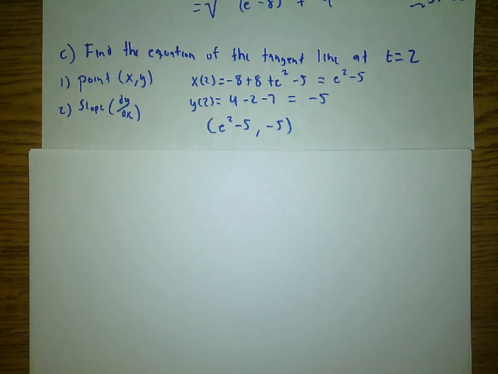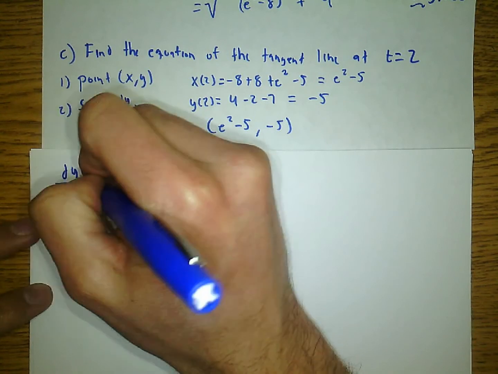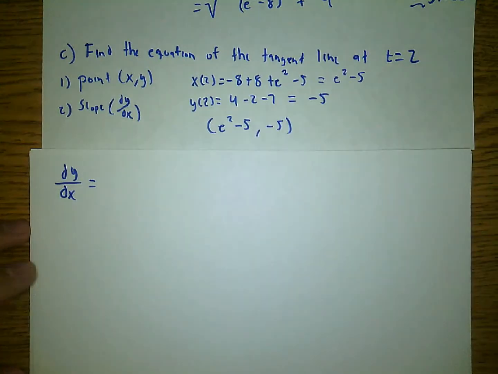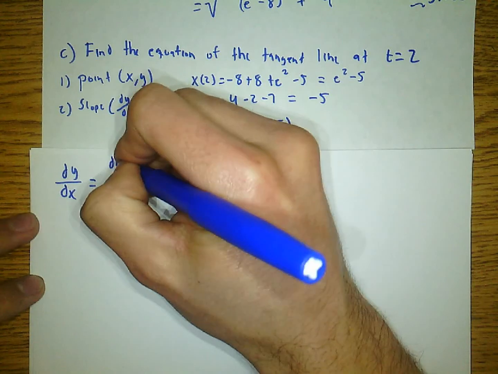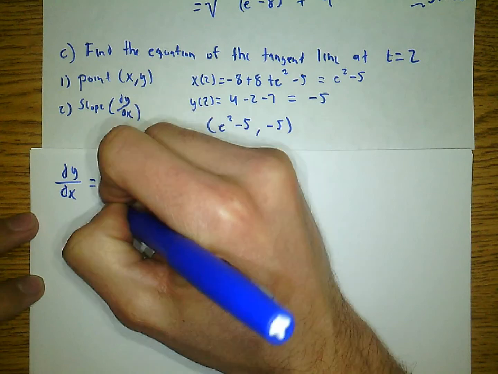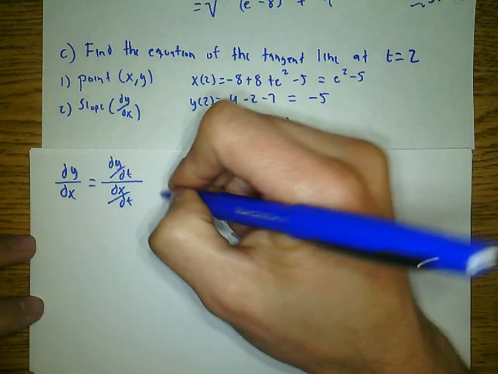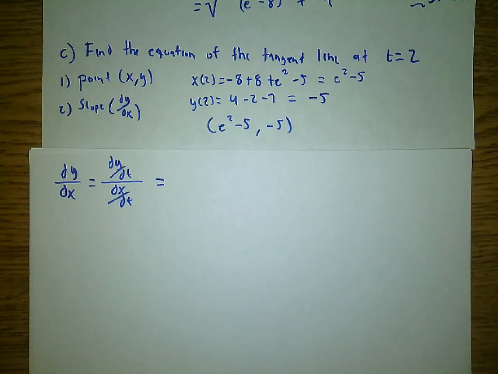Isn't it going to be dy/dt divided by dx/dt? Very good. If we're dealing with parametric equations, dy/dx is equal to the derivative of y with respect to t divided by the derivative of x with respect to t, because the dt's cancel and it gives you dy/dx, right?